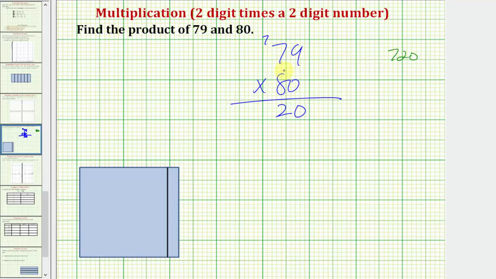So next we multiply 8 and 7, which is 56, but then we add the 7. 56 plus 7 is equal to 63, and we have our product. Our product is 6,320. To better understand what's happening here, when we multiply the 8 and the 7, it's really 80 times 70, because these are both in the tens place value.